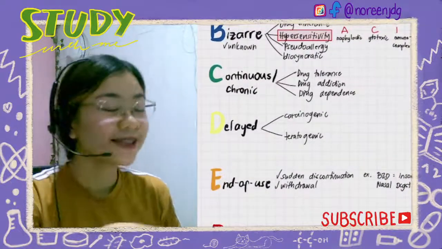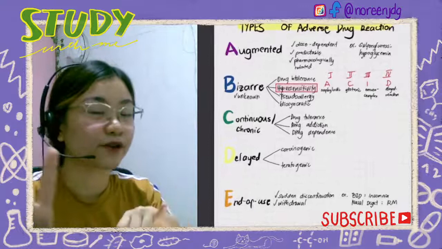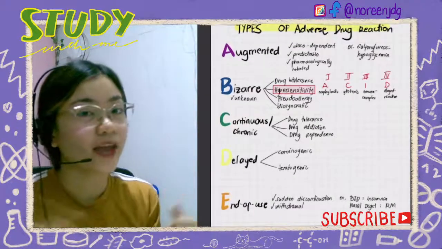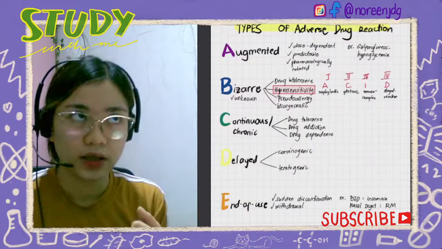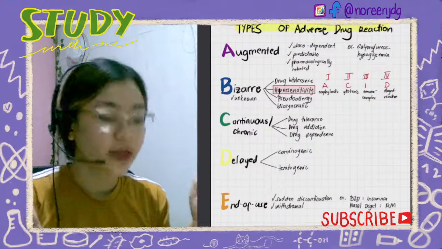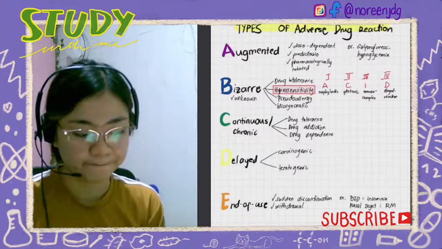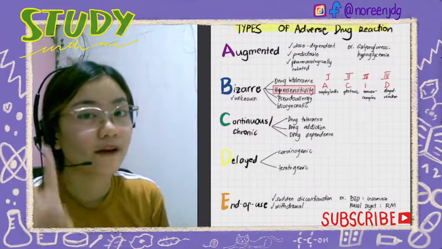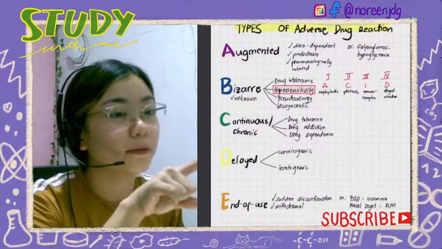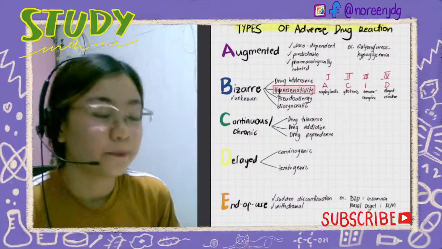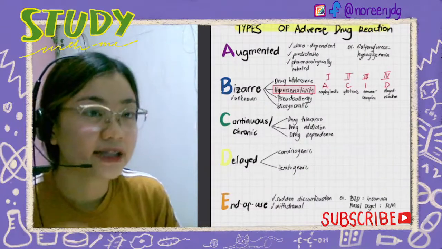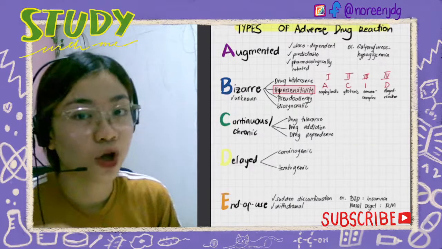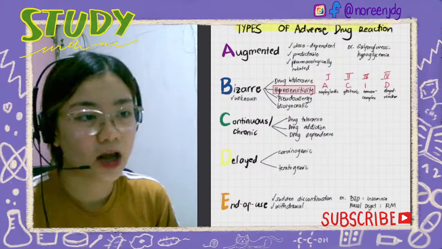So, in summary, we have 6 types of adverse drug reaction. We have A, B, C, D, E, F: augmented, bizarre, continuous or chronic, delayed, end of use, and failure of therapy. Under hypersensitivity, we have 4 types. We can memorize it as ACID. That's A for anaphylactic, C for cytotoxic, I for immune complex, and D for delayed reaction.